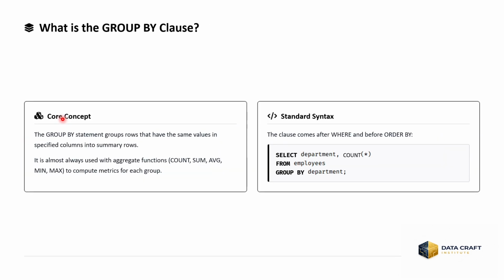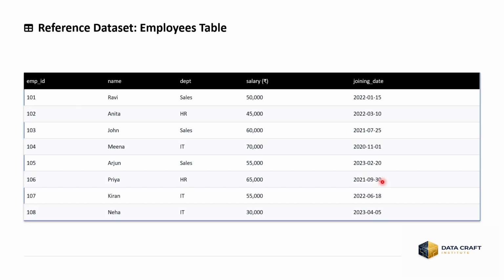The syntax is very simple. You write a SELECT statement with department and whatever aggregation function we learned previously, FROM employee GROUP BY department. There is a simple syntax to it. We will see the practicals very soon.